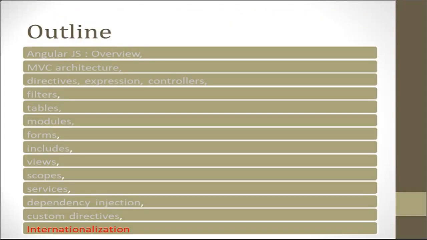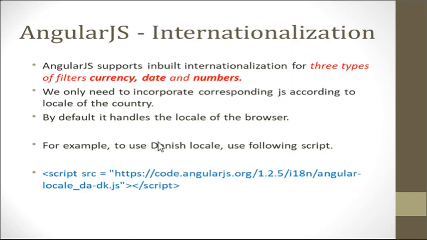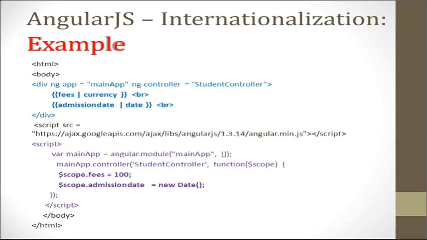Let's begin with the last part, AngularJS internationalization. AngularJS supports inbuilt internationalization of three types: currency, date, and number. Remember it now. Internationalization covers currency, dates, and numbers. We need to incorporate them according to the locale of the country. By default, it handles the locale of the browser. So just see the output; remember, it is basically three types: currency, number, and date. Just see this output on my XAMPP server.